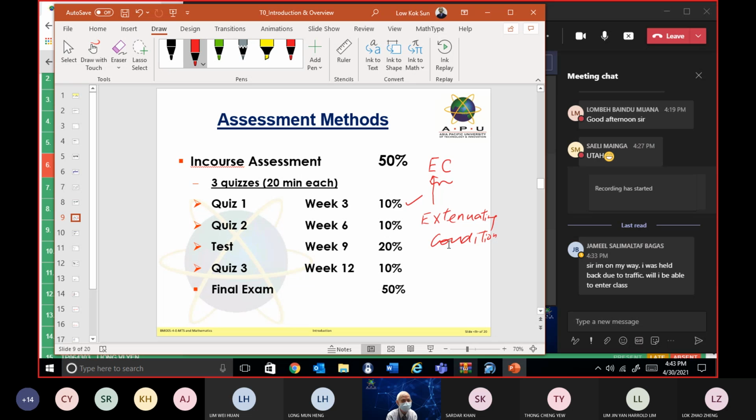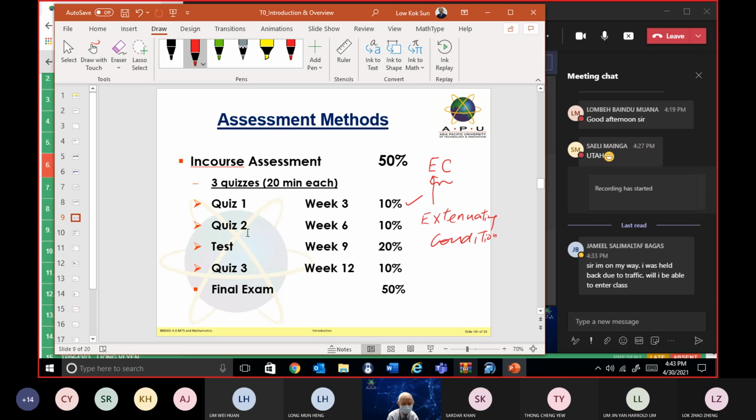If you are sick, you cannot come to class, right? Then you get a doctor's MC to prove it. So this is called extenuating, you can prove it. So try not to be absent from class, because we have 12 weeks to do everything, and if you miss one or two, especially in certain topics, then you leave a big gap that you cannot bridge or cover.